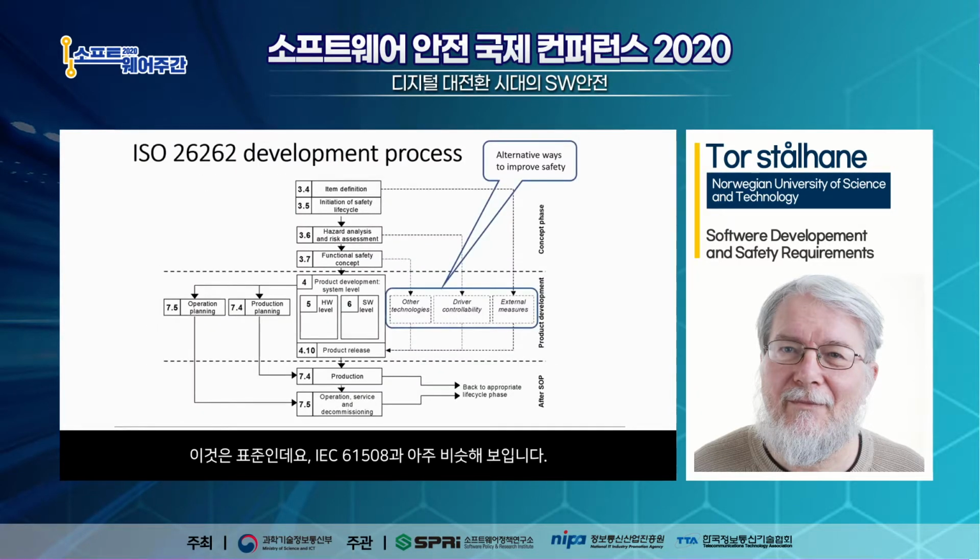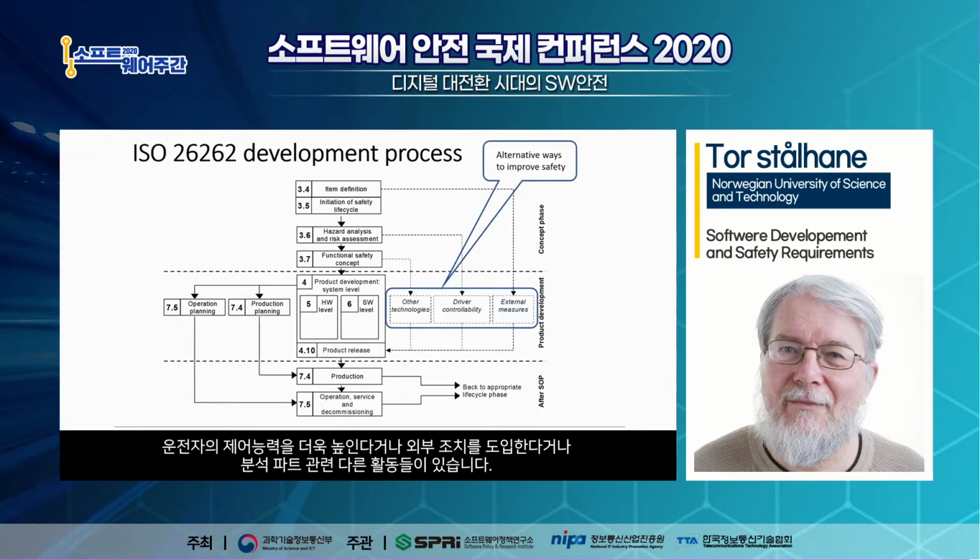So this is the standard. It pretty much looks like the 61508. It's more detailed on the alternative ways to realize, because there are some hazards which will require other technologies than hardware and software. We can increase driver probability, and we can introduce external measures, and you see they are all related to different activities up in the analysis part.